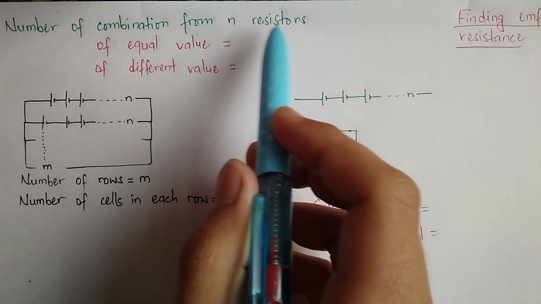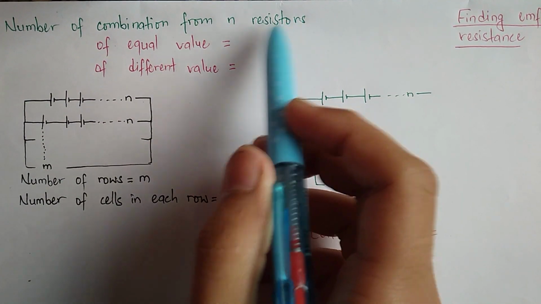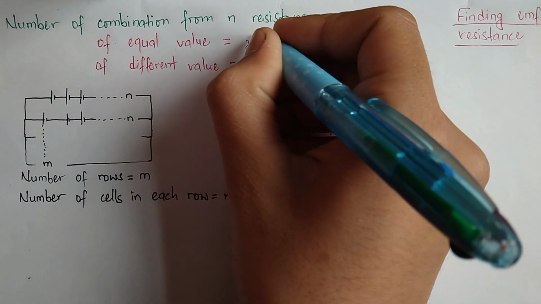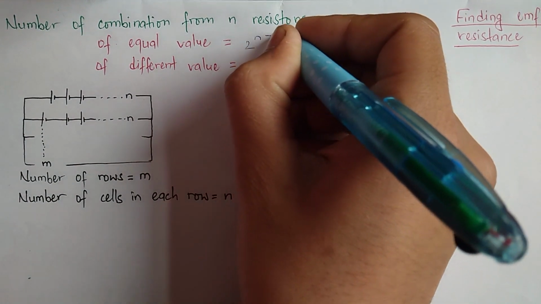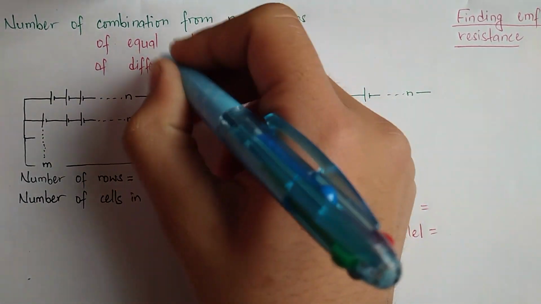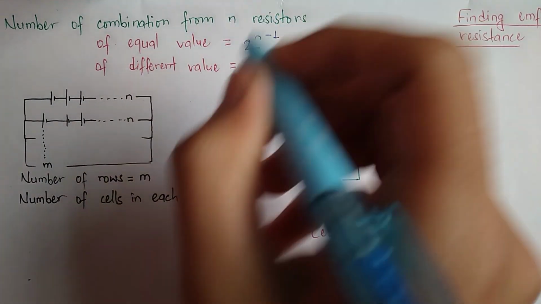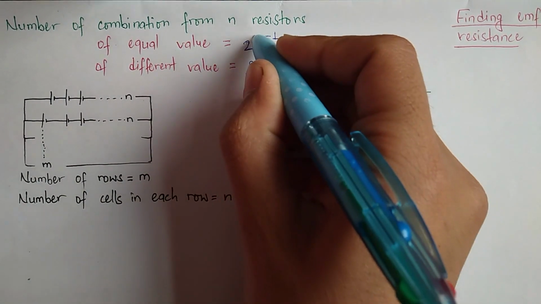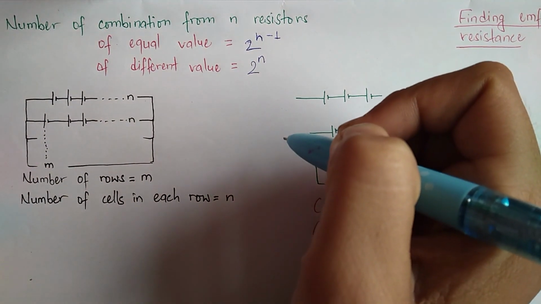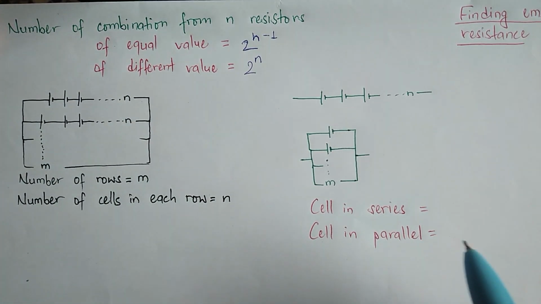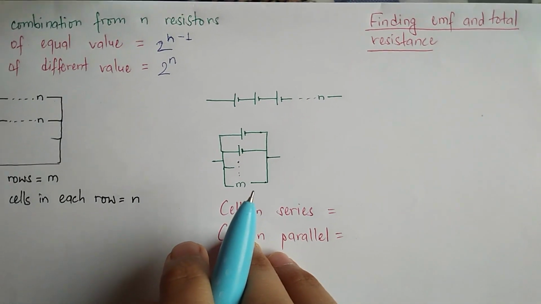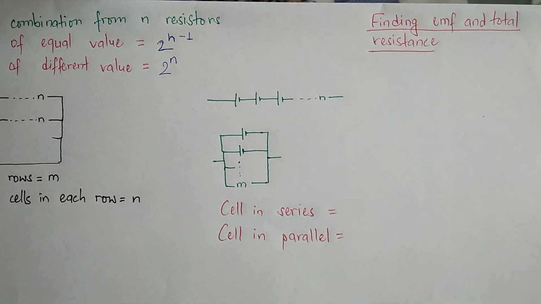So the number of combinations from n resistors, if the resistors are of equal value, will be 2 to the power n minus 1. If they are of different values, then the number of combinations is 2 to the power n. This you must learn. And then let's start finding EMF and total resistance.